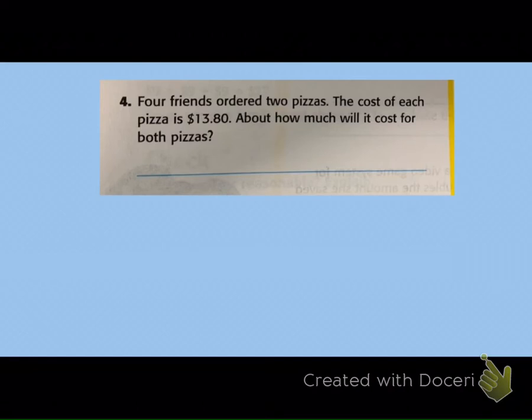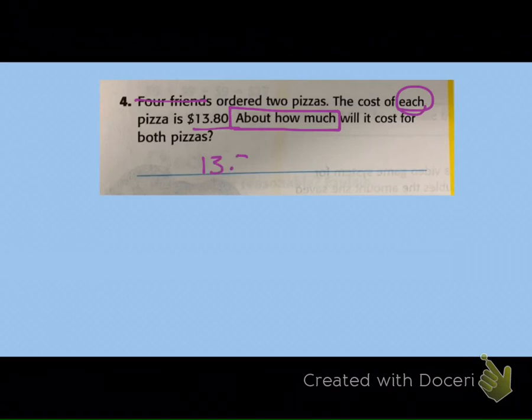Okay, guys, let's go ahead and solve this problem. 4 friends ordered 2 pizzas. The cost of each pizza is $13.80. About how much? There's that about again. We know that we are estimating. Will it cost for both pizzas? We don't really need to know how many friends there are, right? Just that they ordered 2 pizzas. The cost of each pizza is $13.80. So that means we're going to have 2 pizzas, $13.80. They're both the same cost.